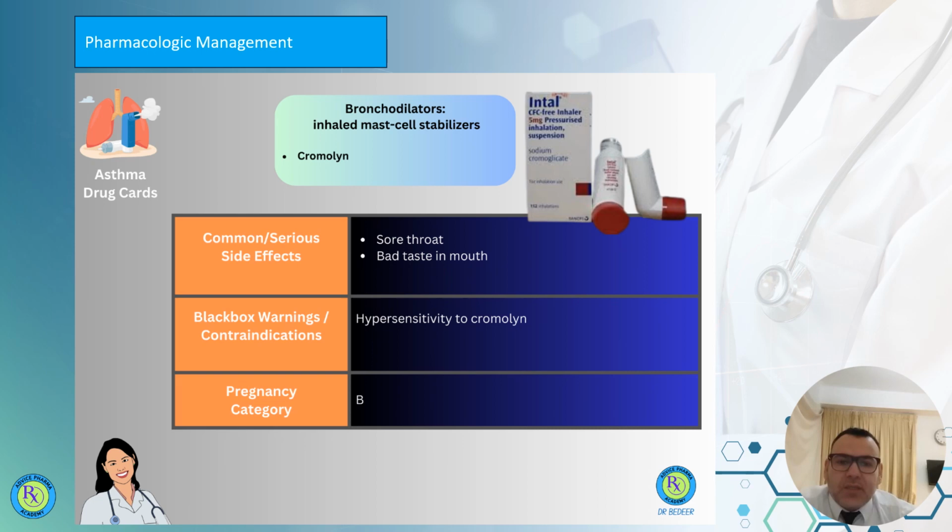Bronchodilators like inhaled mast cell stabilizer like cromolyn, and this is now little used right now. And the most common side effect is sore throat and bad taste in the mouth. And hypersensitivity to cromolyn is a contraindication for use. And the beneficial effect of Intal, which is cromolyn, is usually that it is safe in pregnancy.